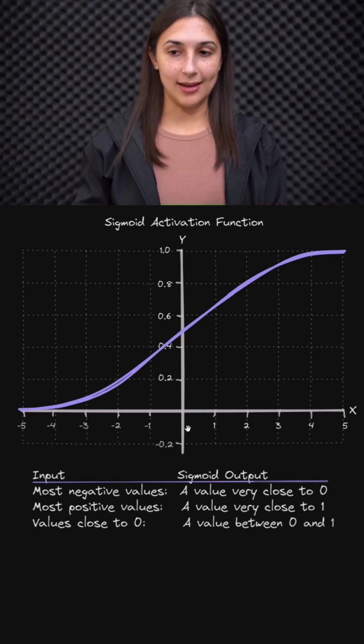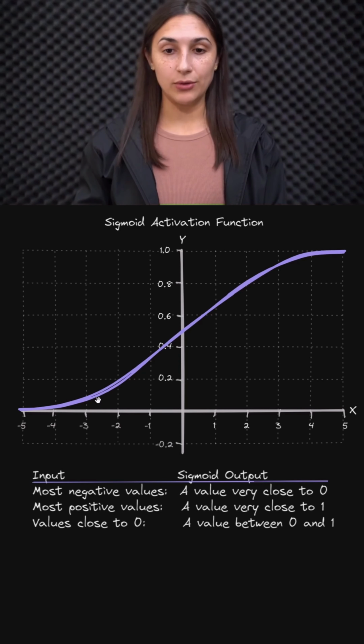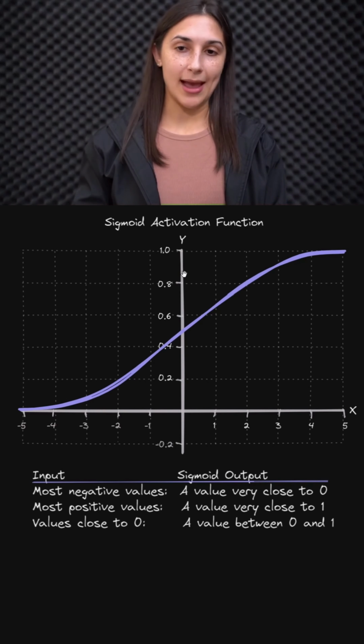And when we pass in a value that's relatively close to 0, somewhere around -3 to +3, we are going to get some output that is between 0 and 1. So we can see that that's going to be around here, which we could say is maybe around 0.1 when we pass in a -3, all the way up to around 0.9 here when we pass in a +3.